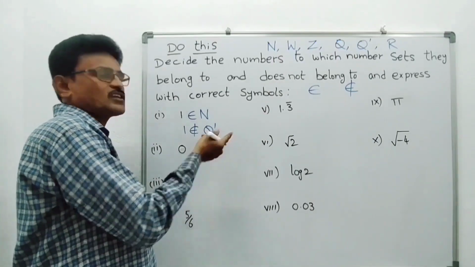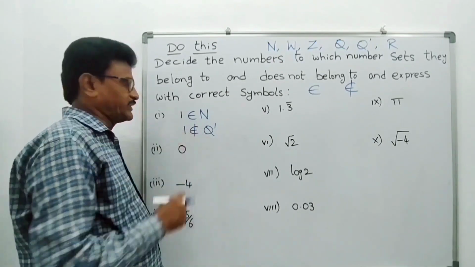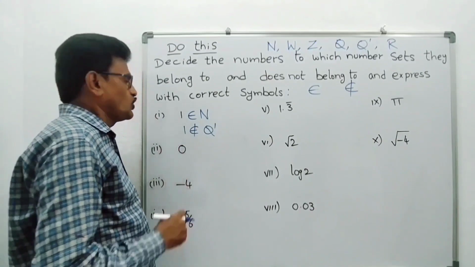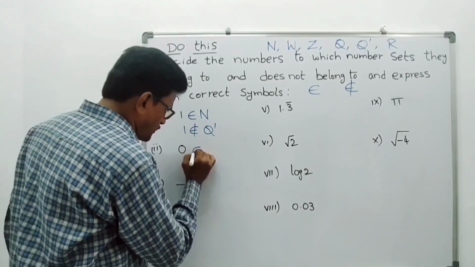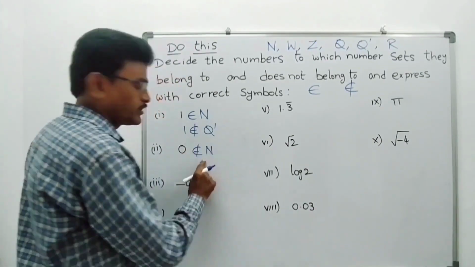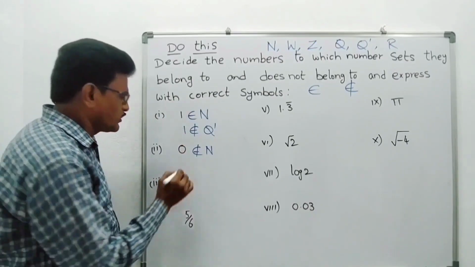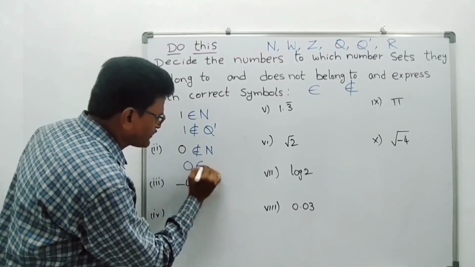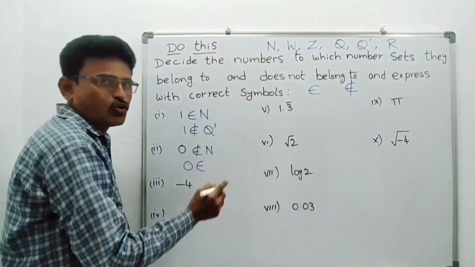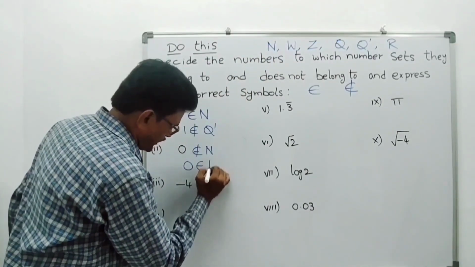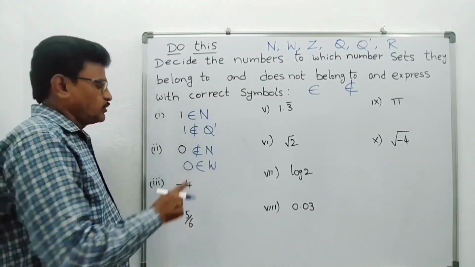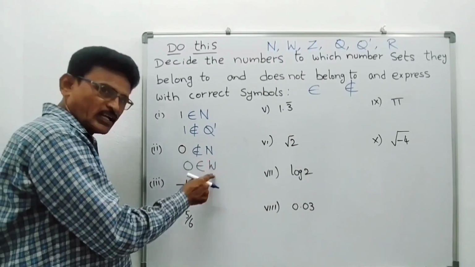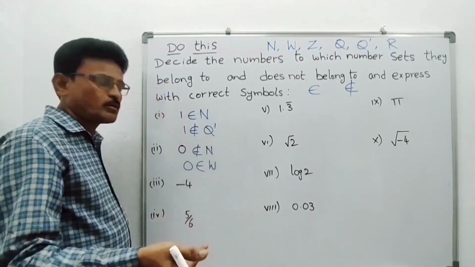Okay, so 1 does not belong to Q dash. We can write it like this. Now 0. You know 0 does not belong to the natural numbers. Is it or not? It is not there in the natural number list. Now 0 belongs to, you can write either W, Z, Q or whatever it may be. I am writing W. Now 0 belongs to the whole number list, but 0 does not belong to the natural number list.